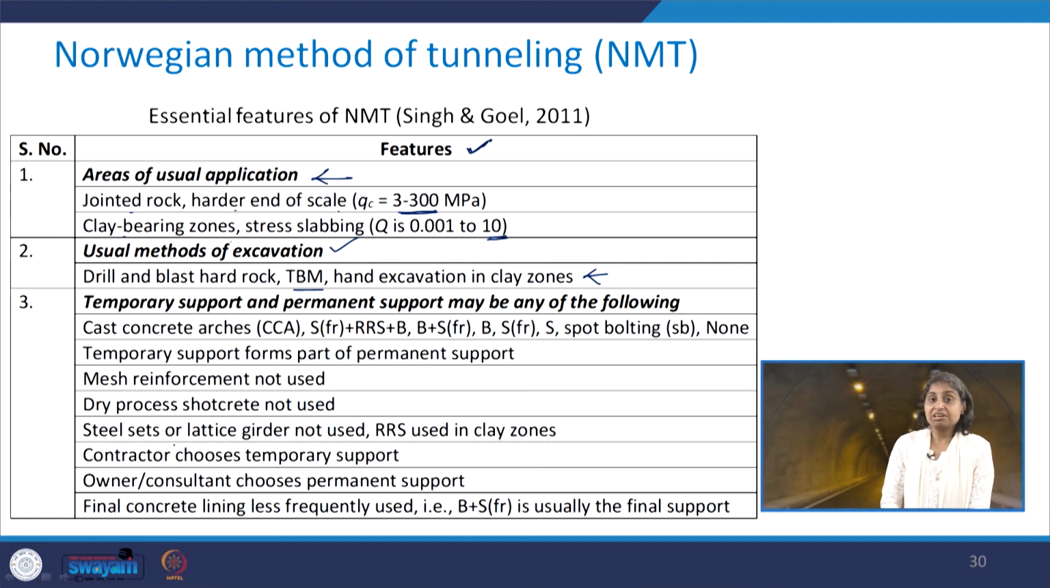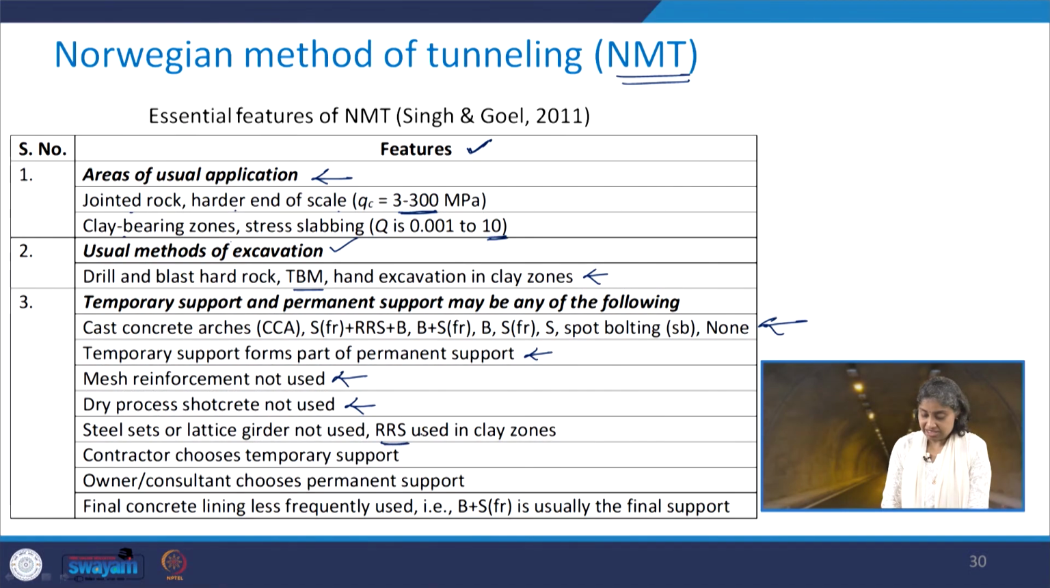What are the temporary supports and permanent supports used in NMT? These include cast concrete arches, then SFRS, bolting, etc. This we discussed. Temporary support forms part of the permanent support. Mesh reinforcement is not used in this case. Dry process shotcrete is also not used. So, you see that when shotcrete is made, there are two processes. One is the dry, another one is the wet. We will discuss all these things a little later when we discuss the various support systems.